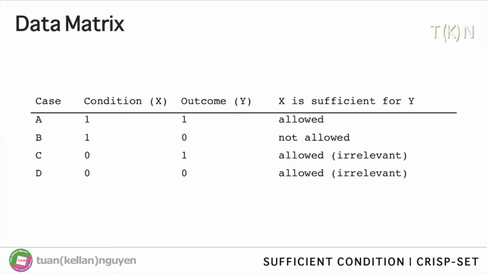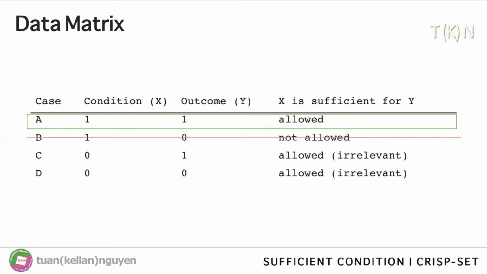When we have cases with X equal to 1 and Y equal to 1, like case A, and no cases with X equal to 1 but Y equal to 0, like case B, then we have the empirical evidence that is enough to confirm X is sufficient for Y. In addition, with the sufficiency of X for Y, we cannot say anything about the sufficiency of not X for Y, like case C, or not X for not Y, like case D.